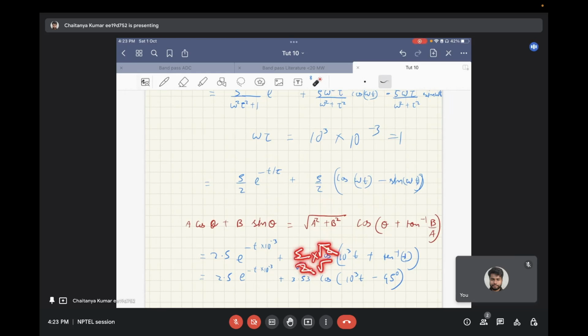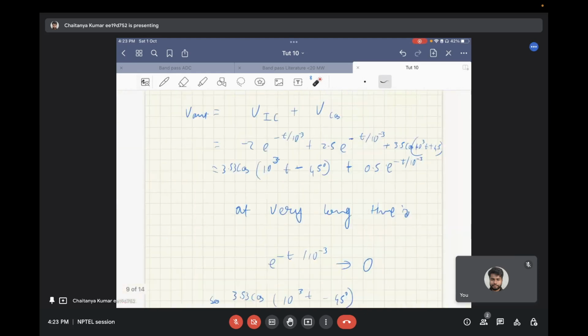Now root 2 can be cancelled. So the final expression is 5 by root 2 for the amplitude, and the phase is tan inverse of minus 1, that is minus 45 degrees. So this is the final expression that comes out for the cosine input with an amplitude of 5 and frequency of 10 to the power 3.